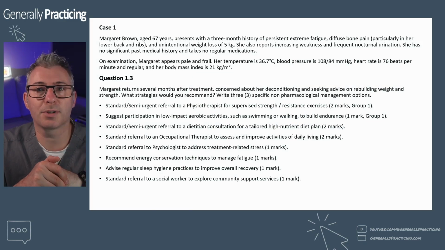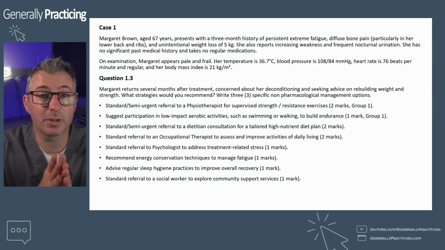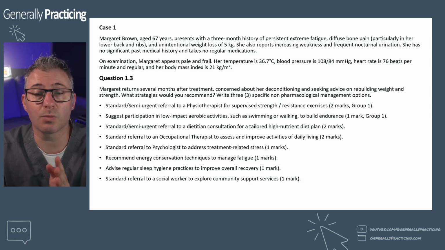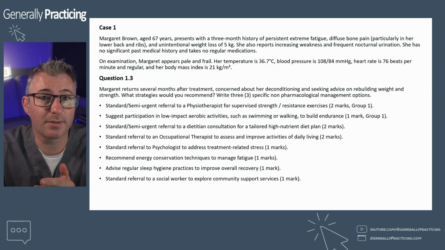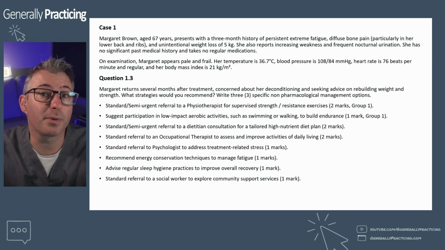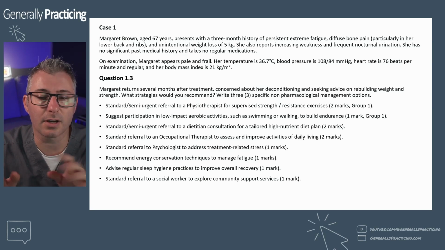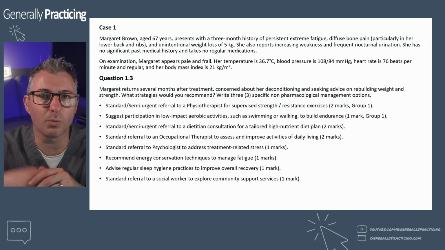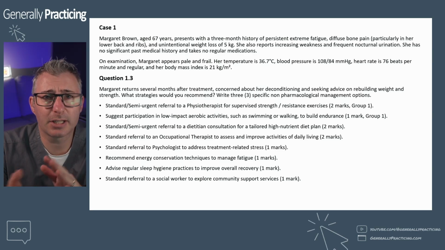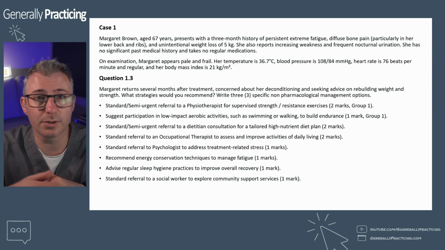So lots of options here, but we do notice we have some grouping. Again, we want to specify the urgency, what we're doing and why we're doing it. So here we'd have a standard or a semi-urgent. I think you'd get away with either or. Referral to a physiotherapist for supervised strengthening or resistance exercises. So one or the other there, specifying why you're doing it. 2 marks, fantastic. Suggesting participation in low-impact aerobic activities like swimming or walking to build endurance.